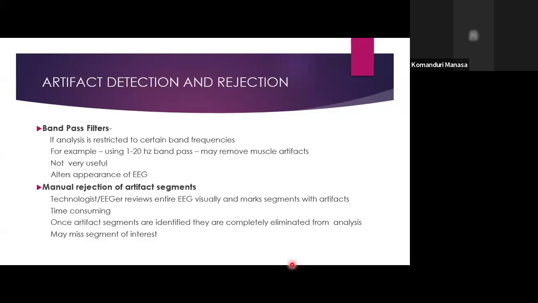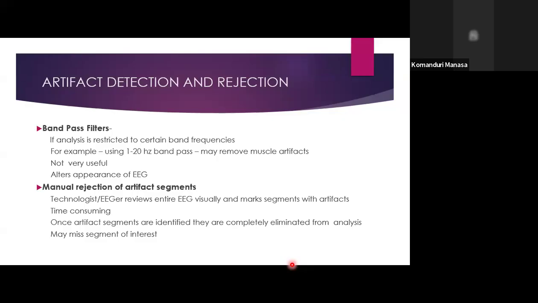So for the artifact rejection, there is a band pass filter. For example, if you use a band pass filter of 1 to 20 hertz, which will remove the muscle artifact, but it is not very useful because it will cause the aliasing of the EEG.